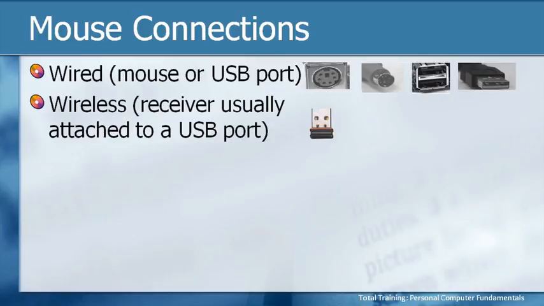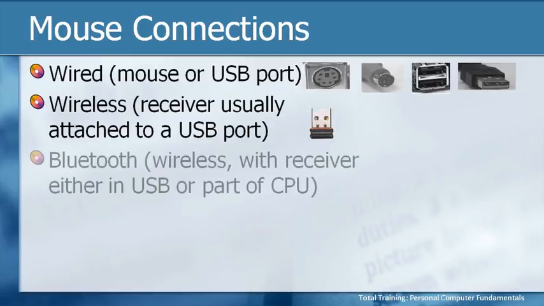A wireless mouse is going to have the mouse itself, but then it has to have some type of receiver, usually attached to a USB port. And here you can see an example of a very tiny receiver that would be put into one of the USB ports on your computer.